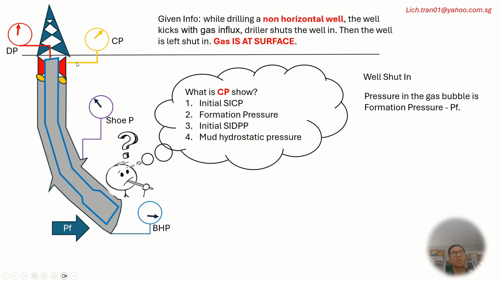So the casing pressure gauge is installed right at the surface at the choke, right? So it will see that pressure right away. Therefore, the answer is PF. The casing pressure gauge will show PF, the formation pressure.